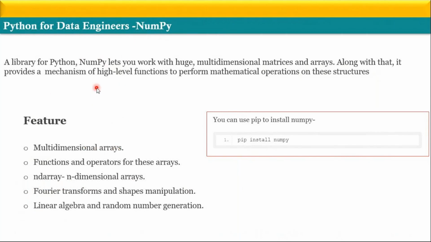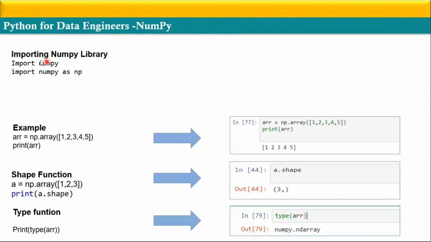How can you utilize this particular library? First you need to install it. If it is not installed, just proceed with the command pip install numpy. Then this library will be installed on your machine, and then you can utilize it. You just need to import this library: import numpy. You can give any alias to this library, say import numpy as np.